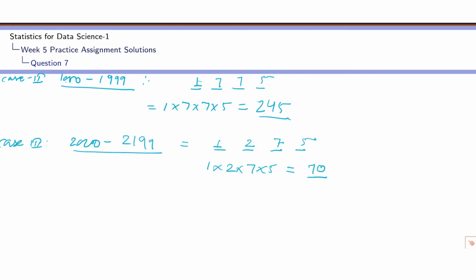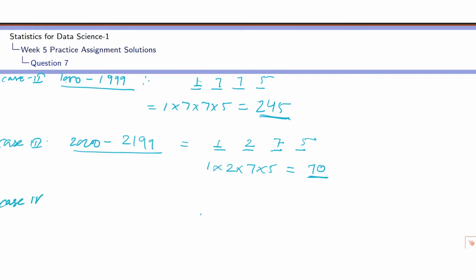And why do we need to consider these two different cases? Why not a single case? Because if we consider the case from 1000 to 2199, then for the second place here we have 7 possibilities and here we have 2 possibilities. So that's why we have to consider them as different cases.